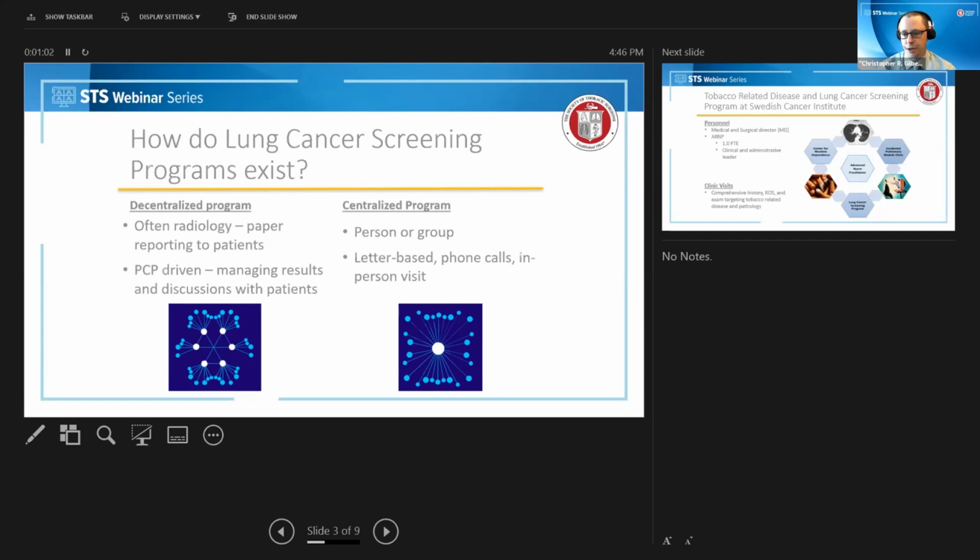The decentralized program is often more so radiology and maybe primary care based. Patients can get reports sent via paper or letter, somewhat like some mammograms, or through MyChart. Oftentimes the PCP, maybe the person that has a fair amount of discussions with patients in regards to what results mean, or maybe they're trying to figure them out themselves.